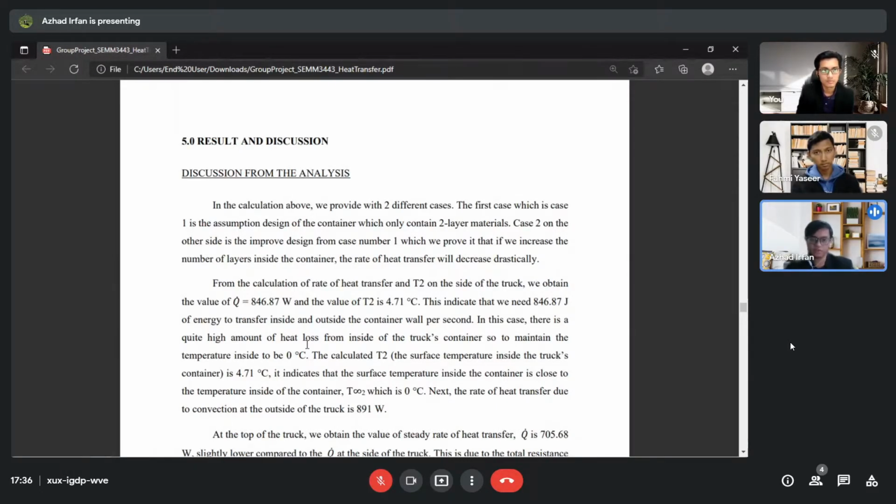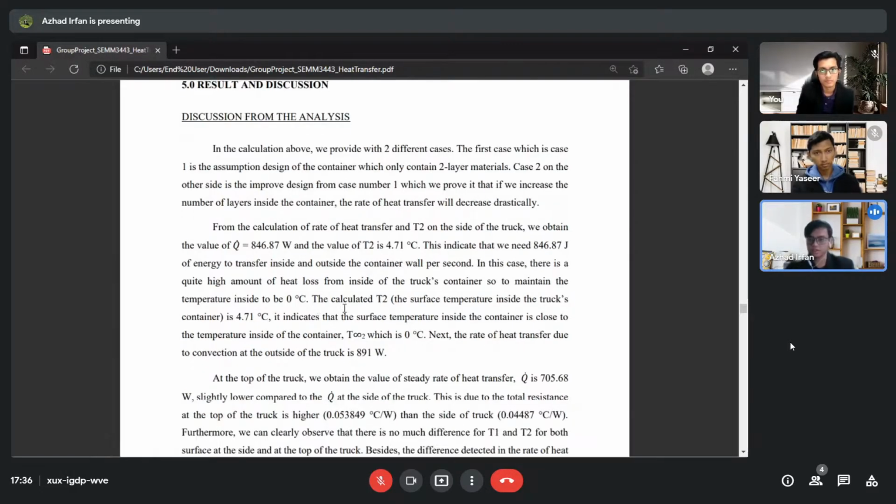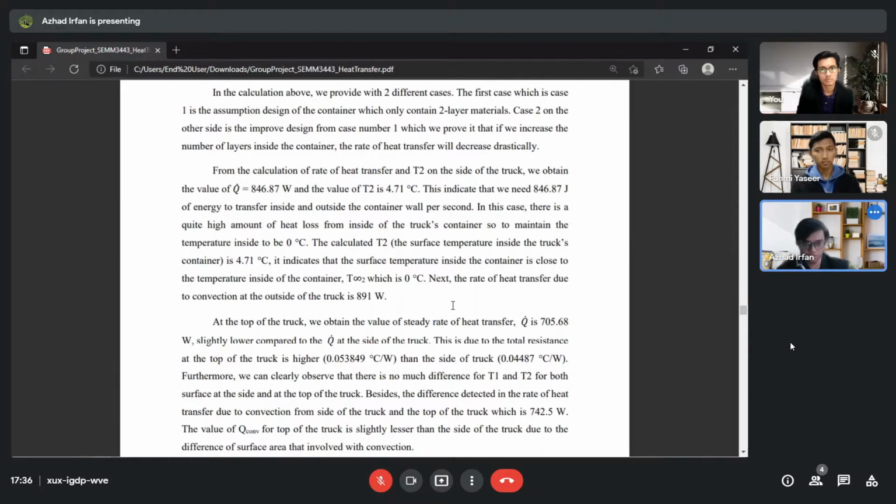From the calculation of rate of heat transfer and T2 on the side of the truck, we obtain the value of Q dot equal to 846.87 watt, and the value of T2 is 4.71. This indicates that we need about 846.87 joule of energy to transfer between inside and outside of the container wall per second.